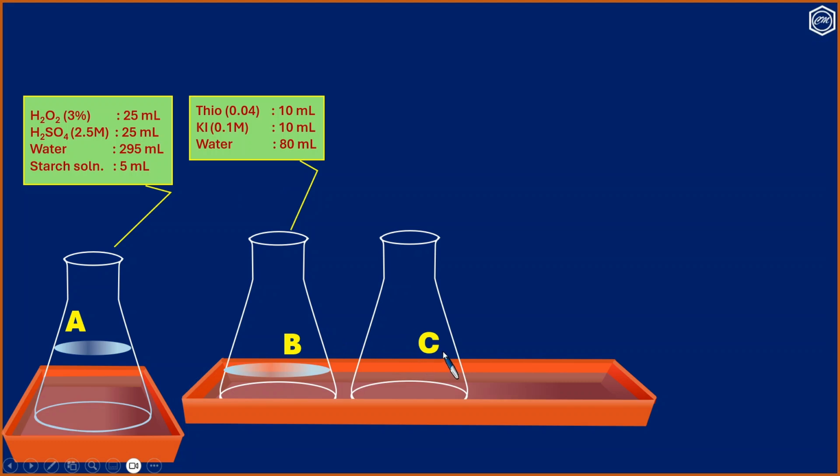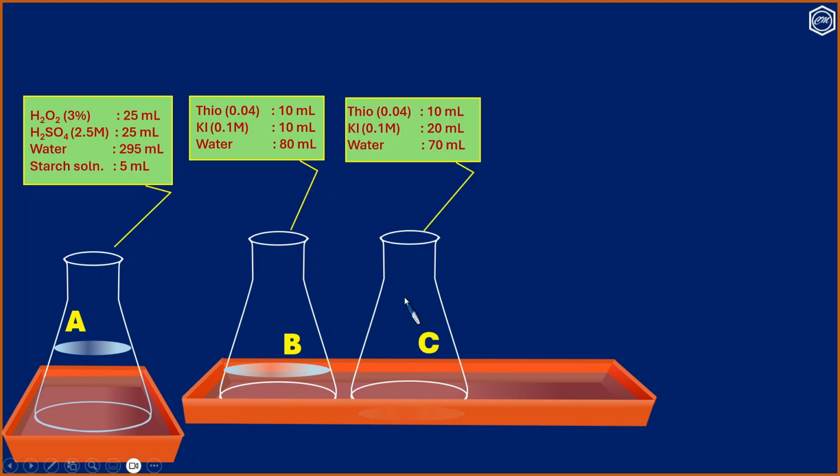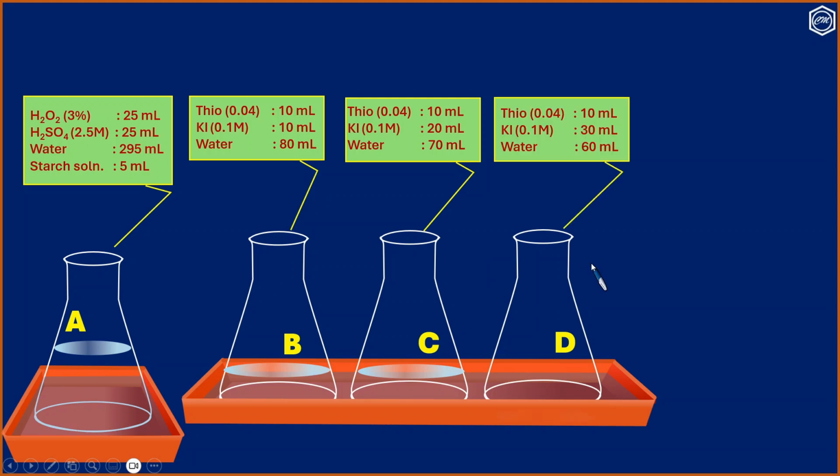Now, a third conical flask labeled C, to that we are taking thio 10 ml, but potassium iodide 20 ml, water 70 ml. Again, the total volume is the same. Now, stir the solution well. Now, another flask labeled D, to that we are taking thio 10 ml, potassium iodide 30 ml, water 60 ml. Again, the total volume is 100 ml. Now, mix the solution by stirring.